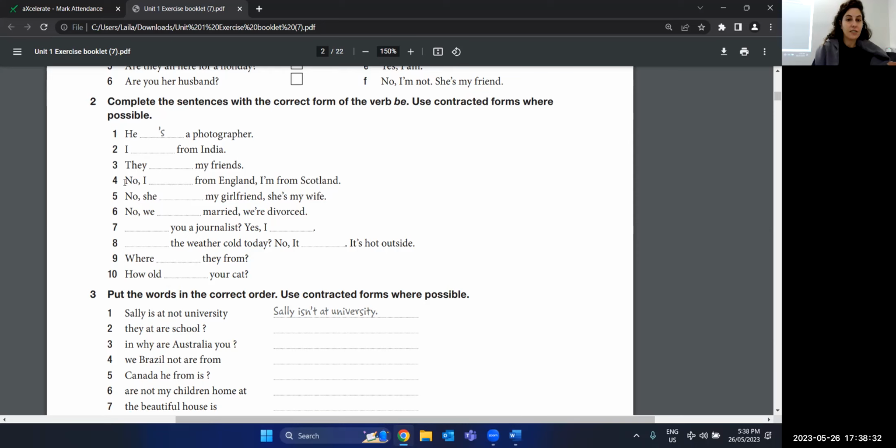4, no. I'm from England. I'm not. Actually, yes, I'm not. Because the next part says I'm from Scotland. So, no, I'm not. So make sure I'm is connected. No, I'm not from England. I'm from Scotland.